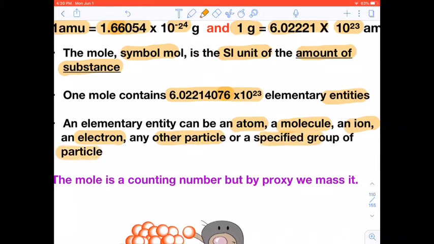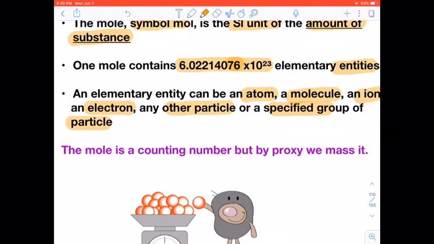So if I say I want 1 mole of eggs, how many eggs do I want? I want 6.02 times 10 to the 23 eggs. If I say I want 1 mole of apples, how many apples do I want? I want 6.02 times 10 to the 23 apples, right? So the mole is important. The mole is a counting number, right?